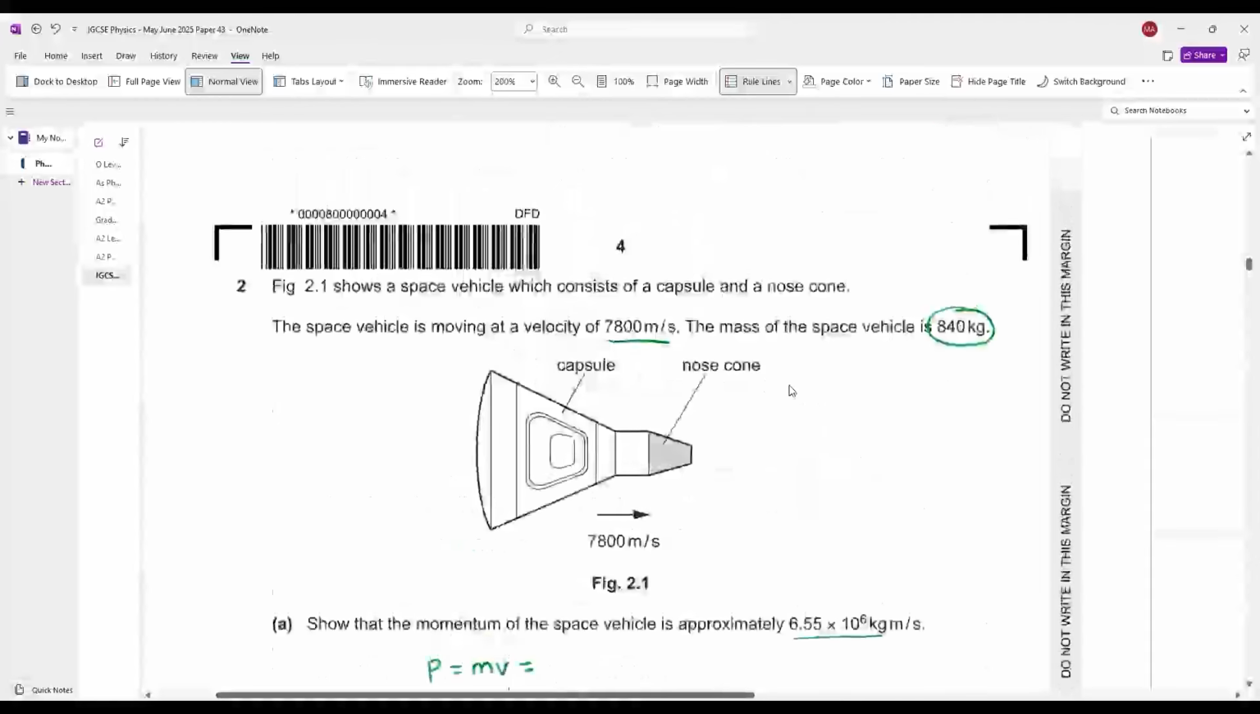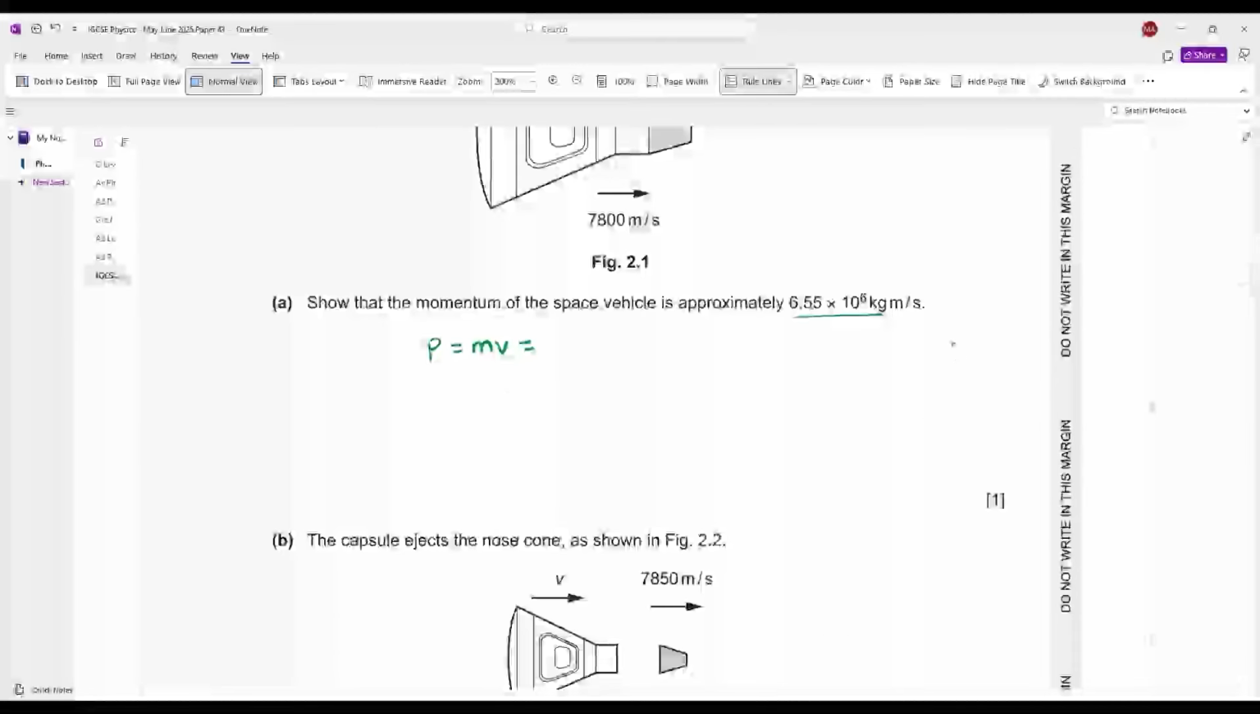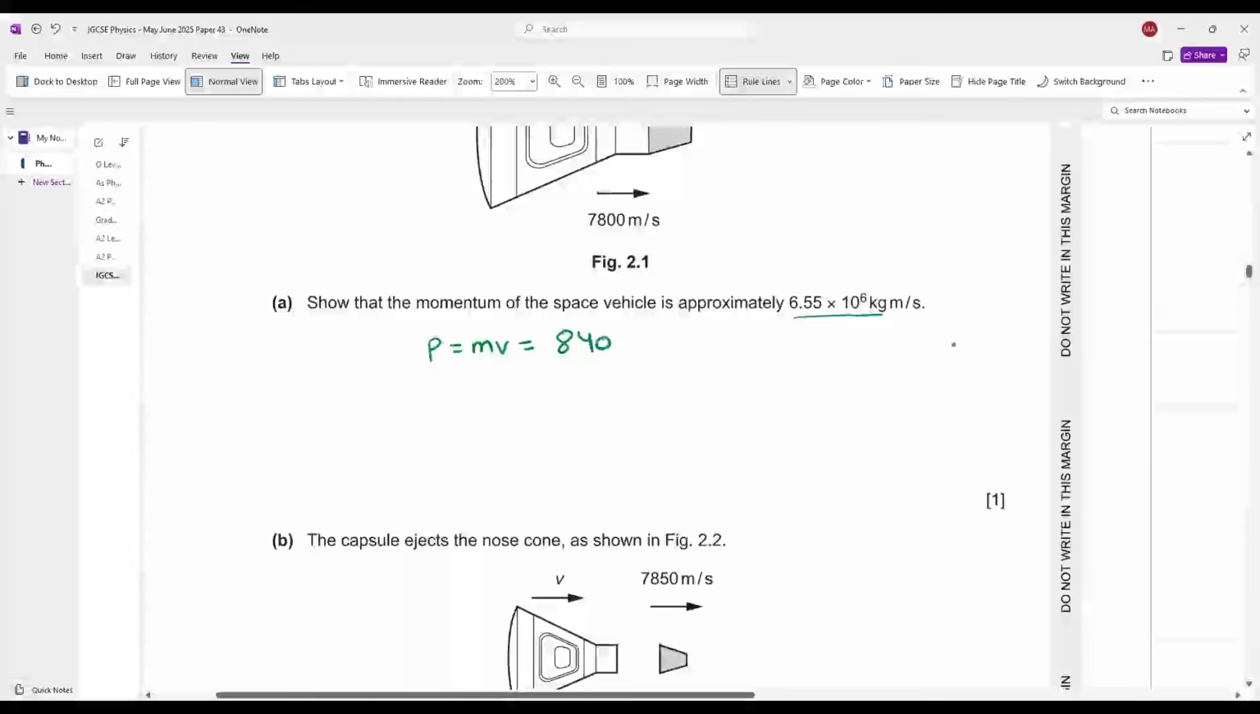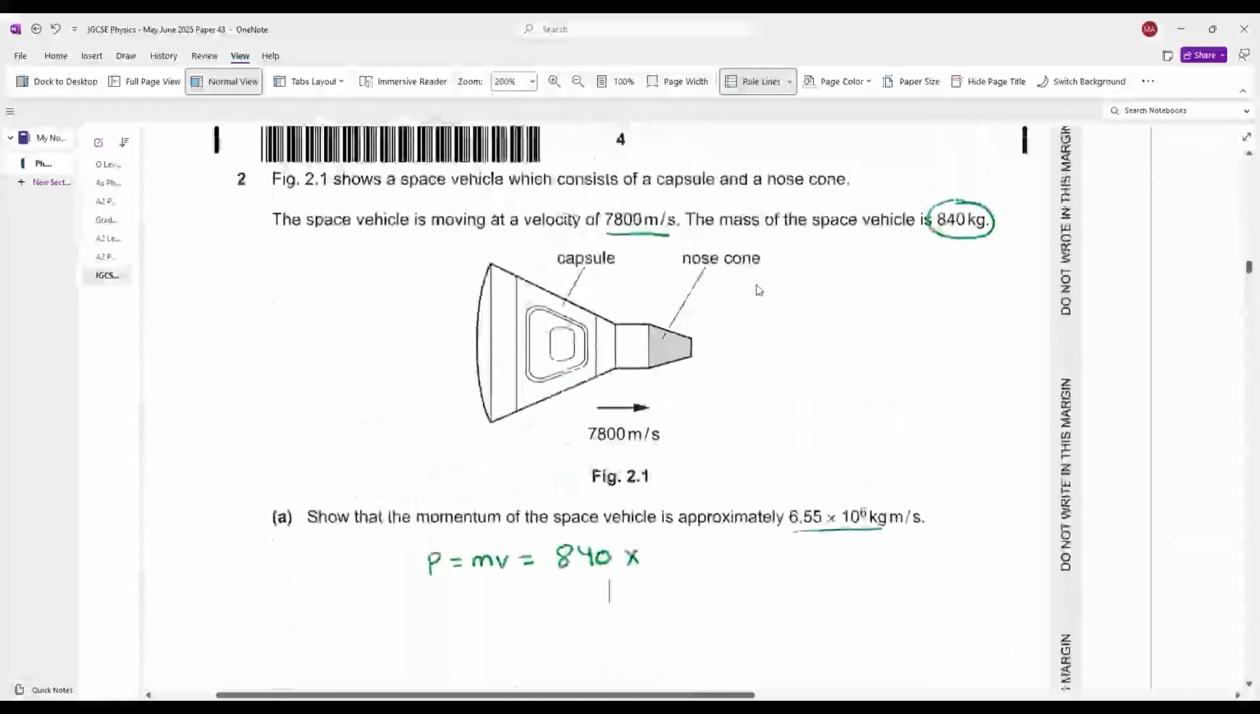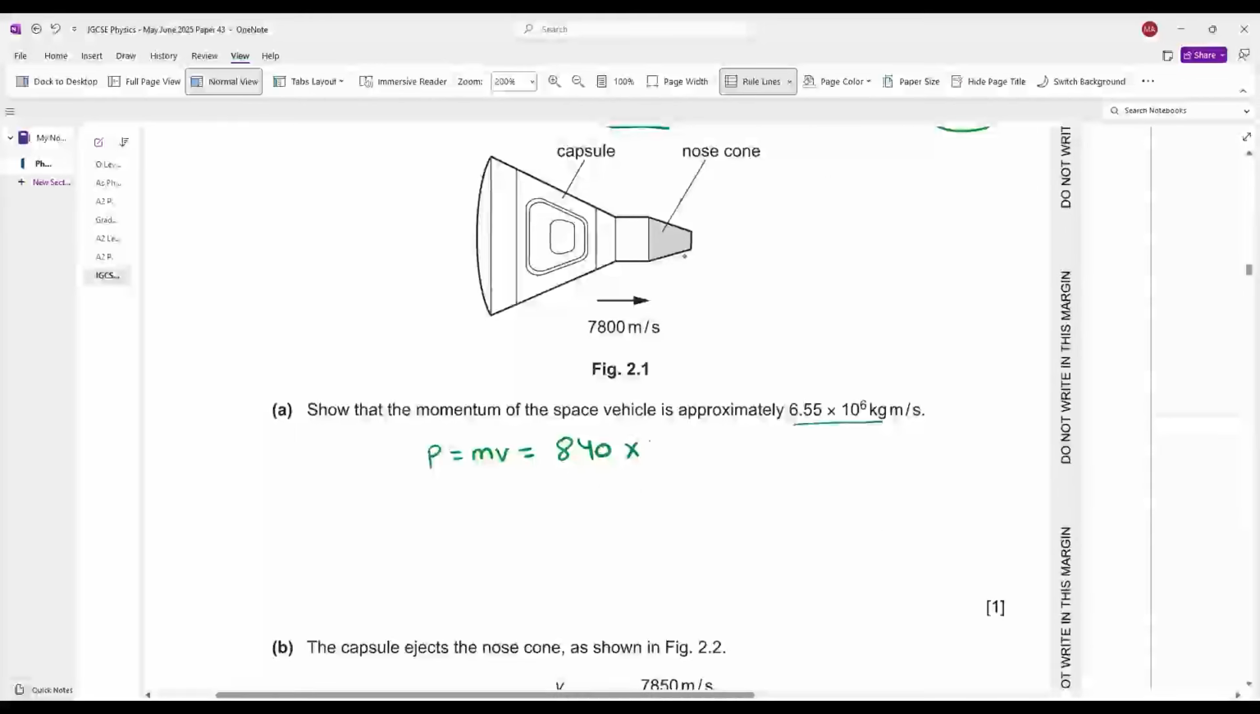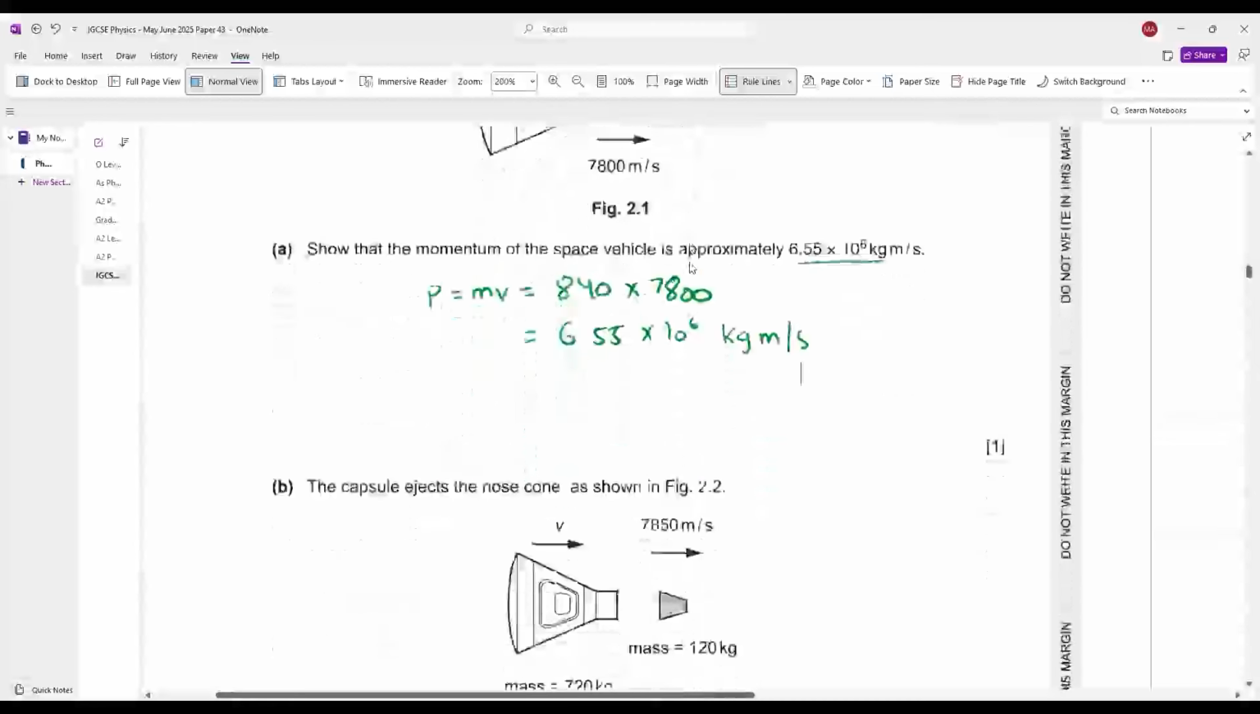What is the mass of the space vehicle? 840. What is the velocity of the space vehicle? 7800. What does your momentum come out to be? Let's calculate that. 840 into 7800. This comes out to be 6.55 into 10 raised to the power of 6. What are the units of momentum? Kg meters per second. Simple.